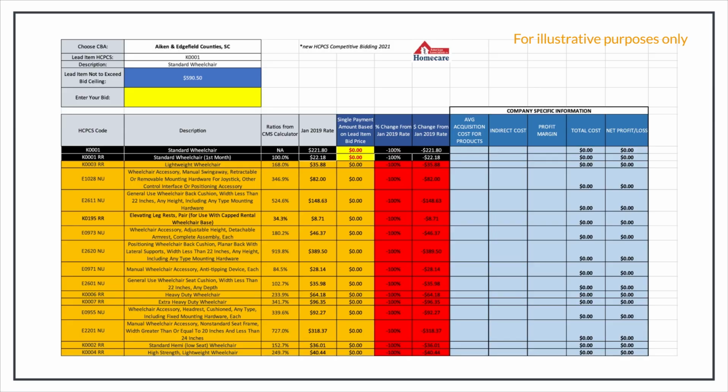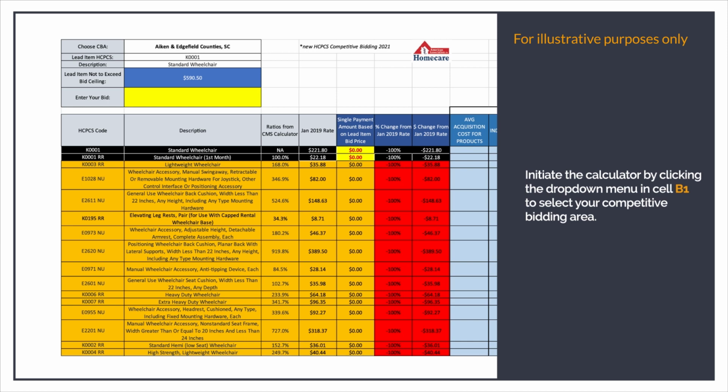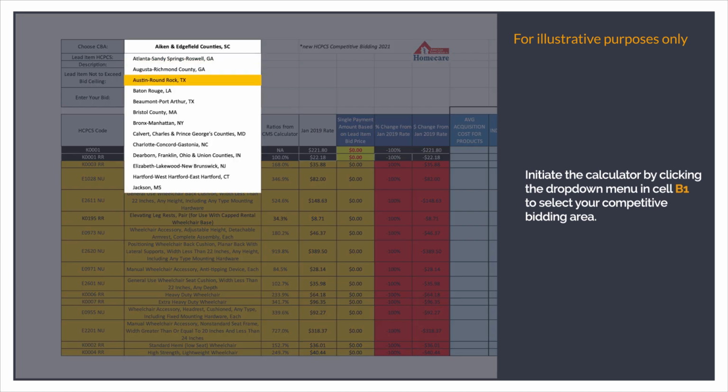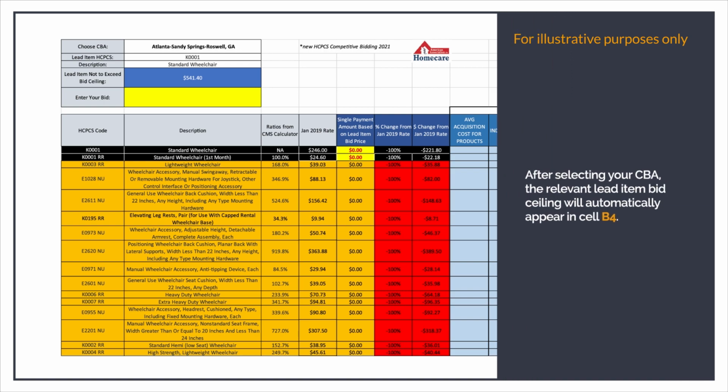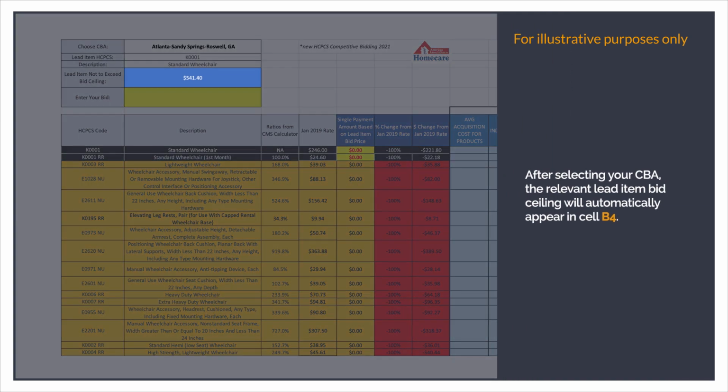4. Initiate the calculator by clicking the drop-down menu in cell B1 to select your competitive bidding area, or CBA. Remember, the bid ceiling for the lead item may vary across different CBAs. After selecting your CBA, the relevant lead item bid ceiling will automatically appear in cell B4.